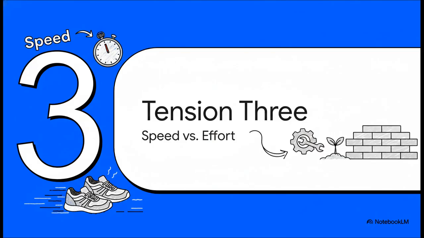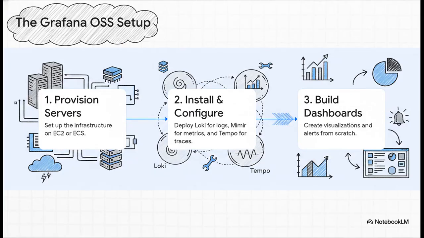Okay, this brings us to our final tension. And honestly, for a startup that's trying to move at lightning speed, this might be the most important one of all. It's the classic trade-off between getting value right now versus building something for the long term. Look, let's be real. Setting up the full Grafana observability stack, people often call it the LGTM stack, for Loki, Grafana, Tempo, and Mimir, it is a serious engineering project. You've got to provision servers, you have to install and configure each of those components for logs, metrics, and traces, and then you have to build all your own dashboards and alerts from scratch. It's incredibly powerful for sure, but it is not a one-click install.